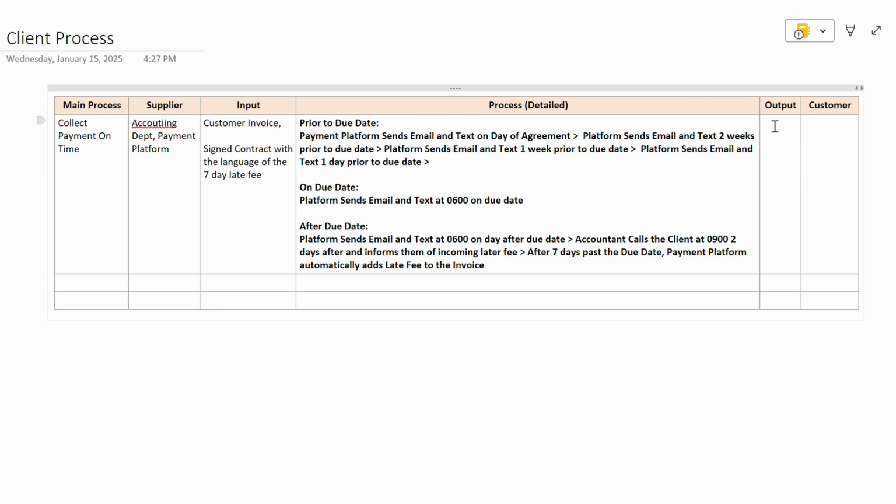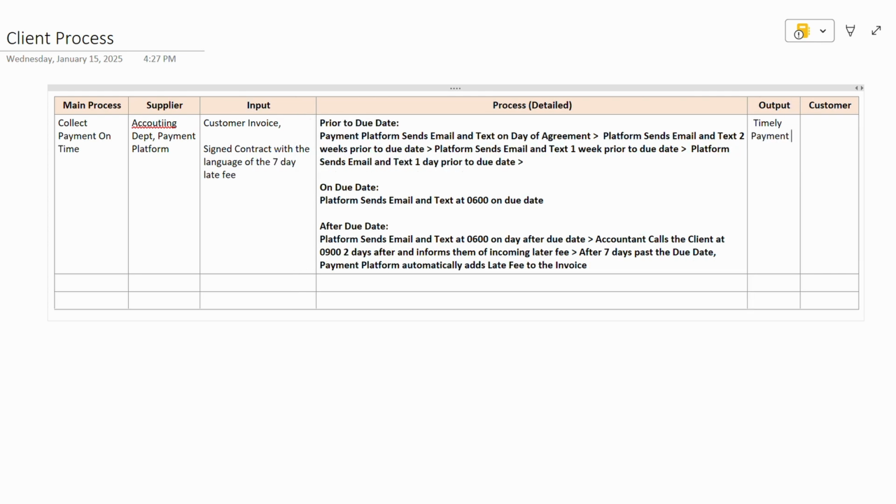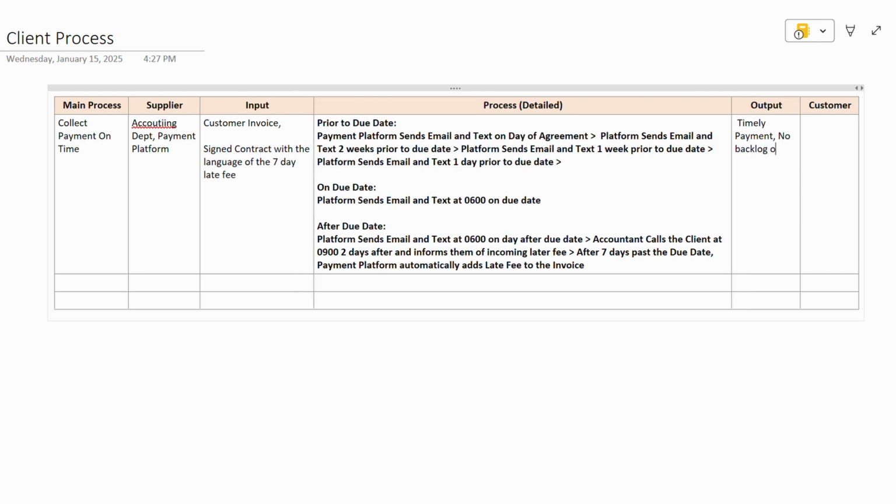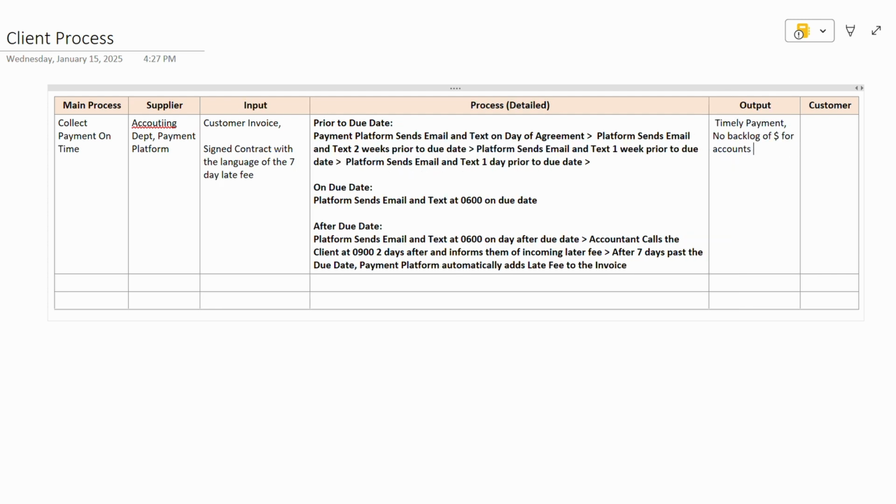All right, now your output. This is what you want. You want timely payment. You want no backlog of money coming in for accounts receivable. And who's the customer? It's typically a person, I'll let you know that, but I'm going to say your bank account or your company altogether. Let's say your CFO, your Chief Finance Officer. Let's do that.